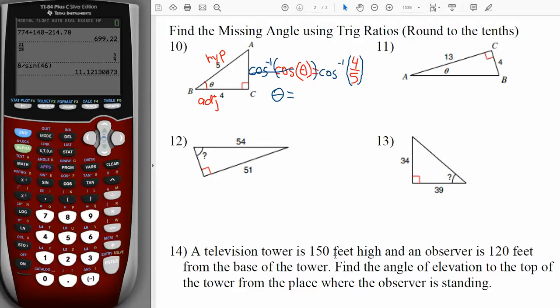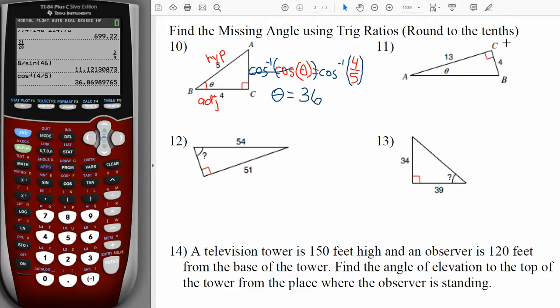So on your calculator, you're going to go second cosine, and that's where you get that cosine to the negative first power, the inverse cosine. And then you can either type this in as a fraction, or you can just do 4 divided by 5, whichever one you prefer. Neither way is wrong. And you hit enter, and we end up getting an answer of 36. Now they want it to the nearest tenth, so the 6 tells the 8 to round up to a 9. So 36.9 degrees. And don't forget your degree symbol, because we've got to have our units.